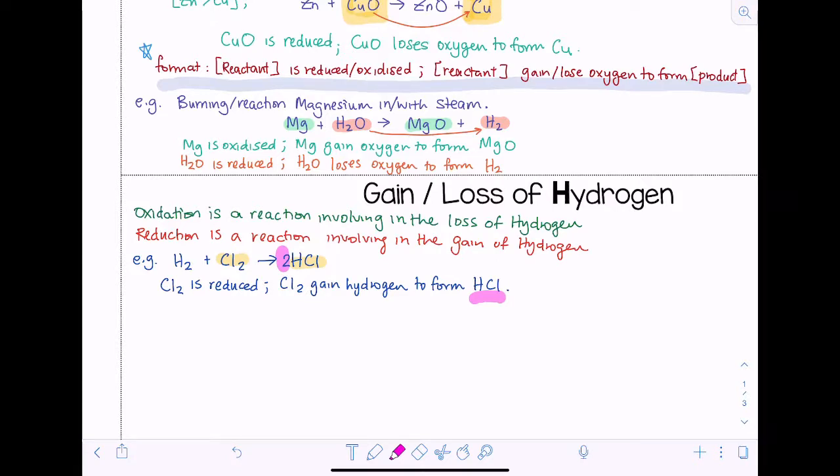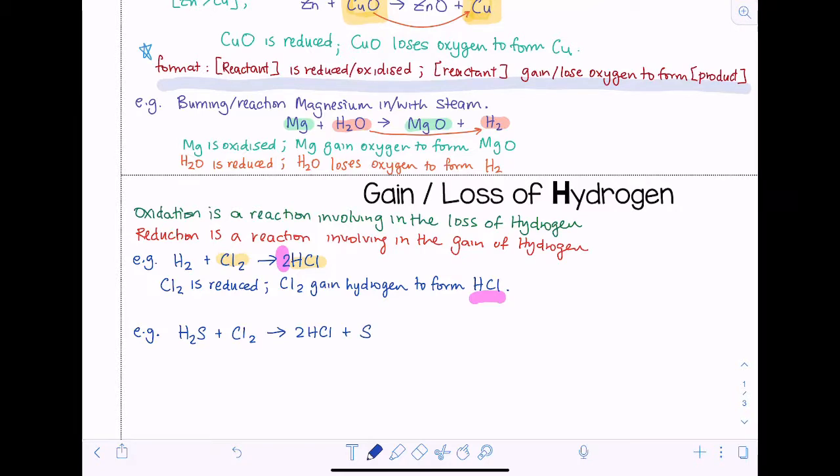Alright, so with that said, let's go to a slightly more complicated example. We get to see a mixture of substances reacting together, and we can actually see both oxidation and reduction happening at the same time. In this example, I will share with you an equation that looks something like this. This is hydrogen sulfide, H2S, which reacts with chlorine, and you get something like 2HCl plus S.